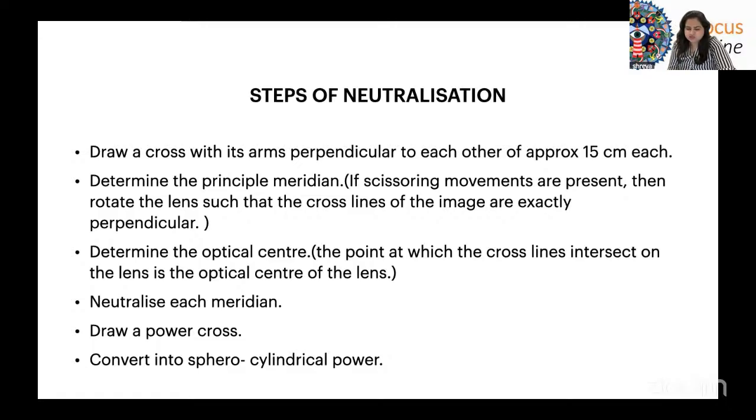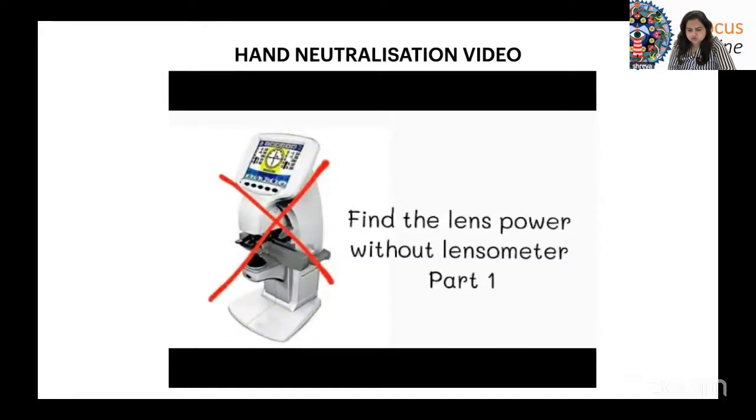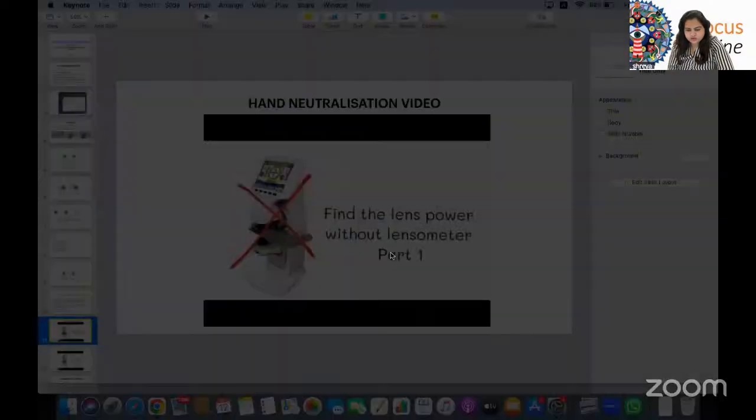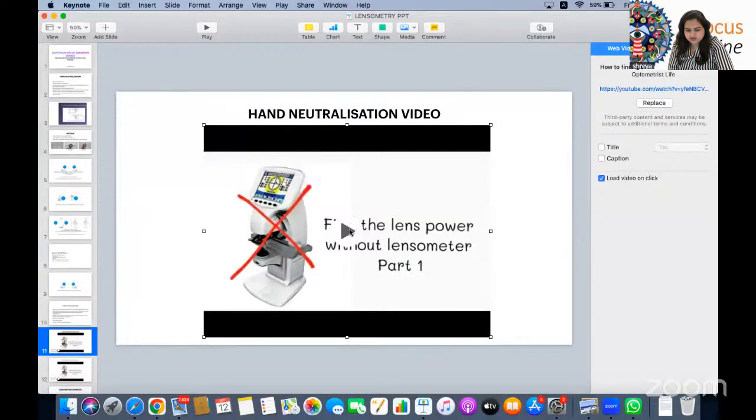So this is especially true when we are neutralizing spherocylindrical lenses. First, we have to eliminate the scissoring movement that is happening, and then we have to mark the cylinder axis with the help of a felt tip, and afterwards we start neutralizing the powers. So we neutralize each meridian and we draw a power cross, and then we convert into spherocylindrical power. So this is a video showing how we neutralize the spherical lenses.